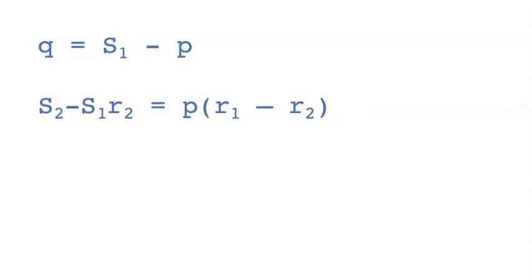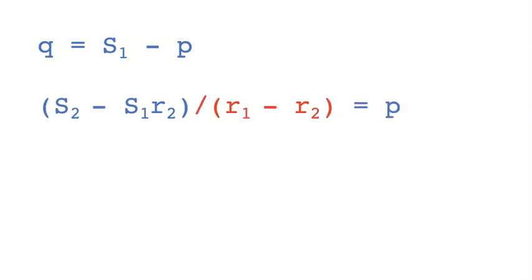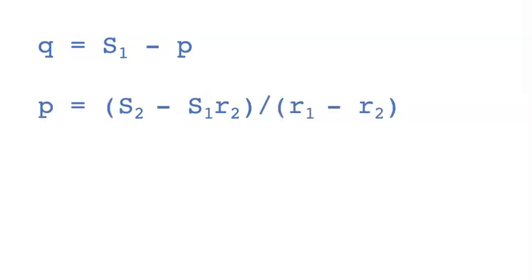Now, if we divide both sides by r1 minus r2, then we've isolated all the knowns and unknowns onto opposite sides of the equal sign. I'll put the p on the left because it looks nicer. So now I have a formula for finding p, and once I find p, I can easily find q.